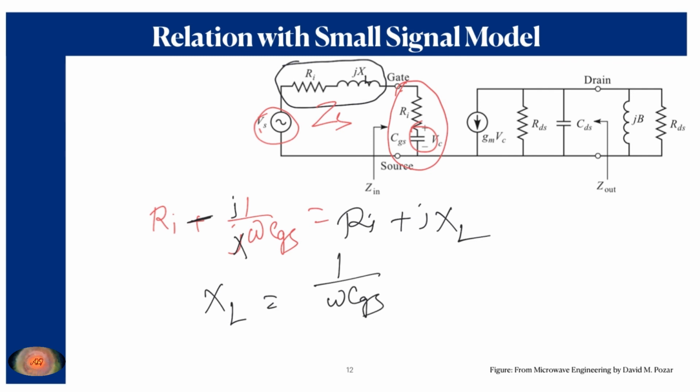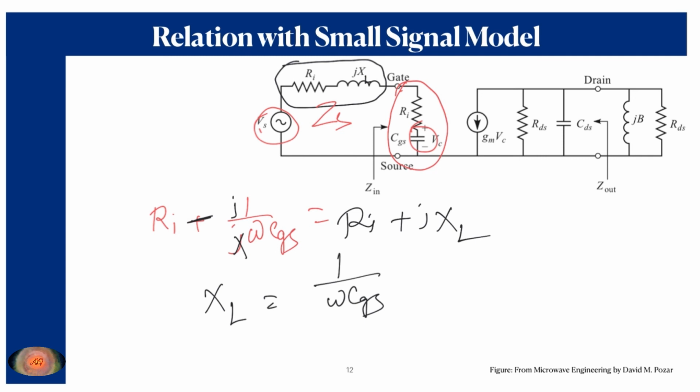Therefore, in order to make this conjugate matching of the input reactive element with the source impedance, we have to connect an inductor whose magnitude is equal to 1 over omega times CGS, where CGS is the internal gate to source capacitor of the FET amplifier.